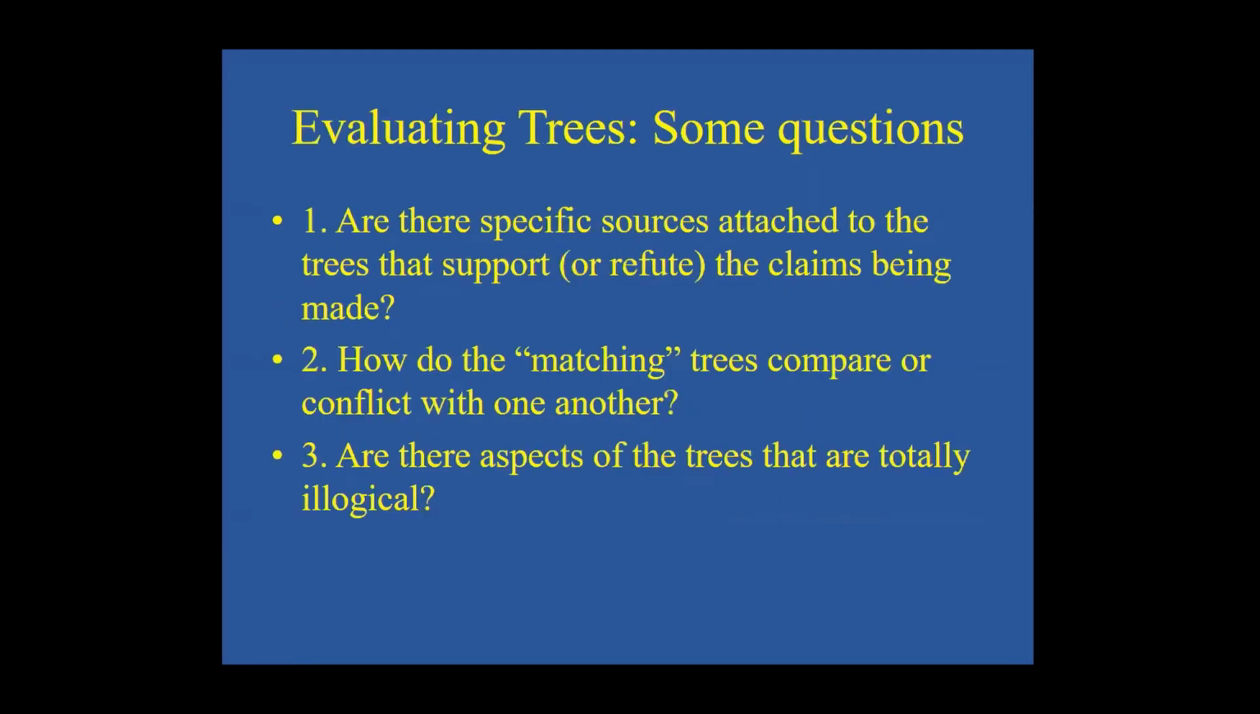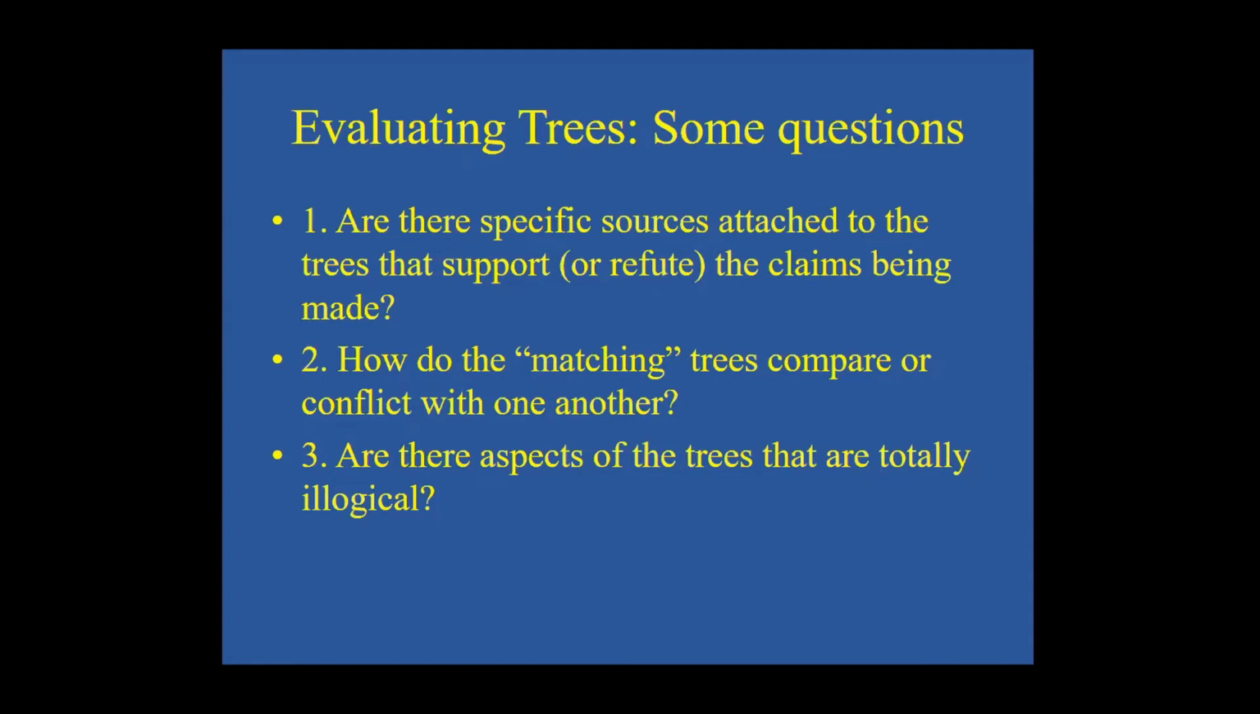So as we do our evaluation, we have to ask some questions as we look at a tree and try to figure out whether the information that's being shown to you is accurate. One of the things we want to ask is, are there specific sources attached to the trees that support or refute the claims being made? How do the matching trees compare or conflict with one another? In other words, if there are a bunch of trees on there, how do they go together or conflict?